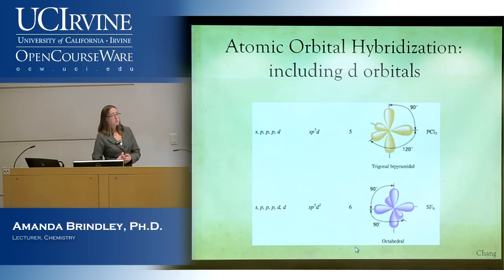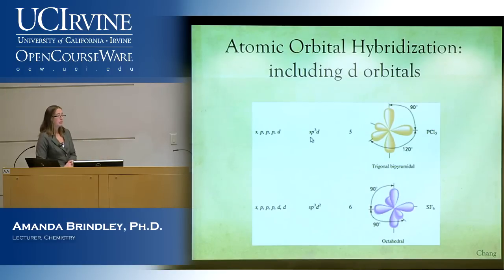So if we have sp3d hybridization, so right here, how many orbitals would we have? How many hybrid orbitals? 5, right? We combined an s, 3 p's, and a d. So we started with 5 orbitals, we mixed them together, we got new orbitals, we have 5 orbitals. So if we have these, we get a trigonal bipyramidal.